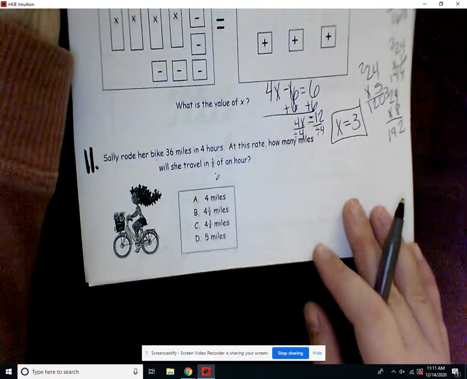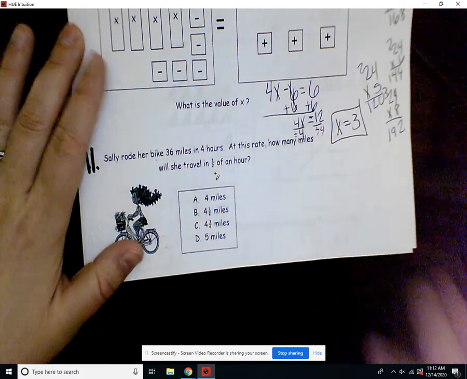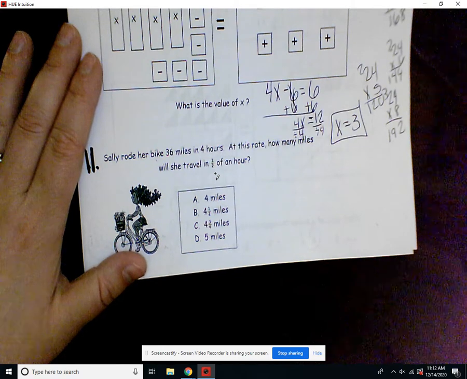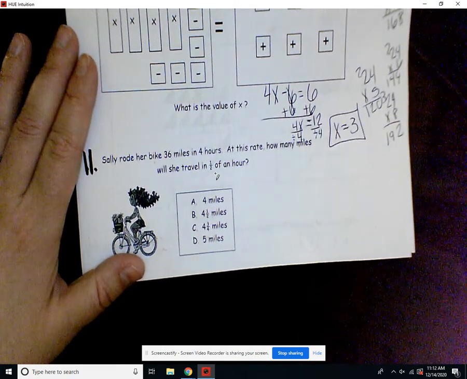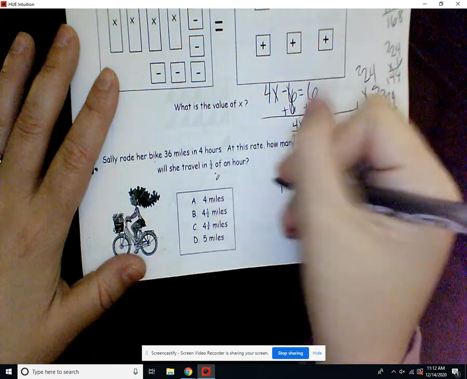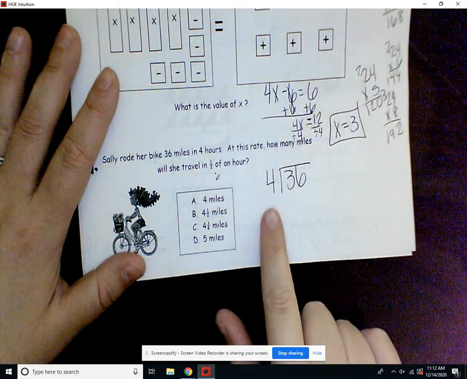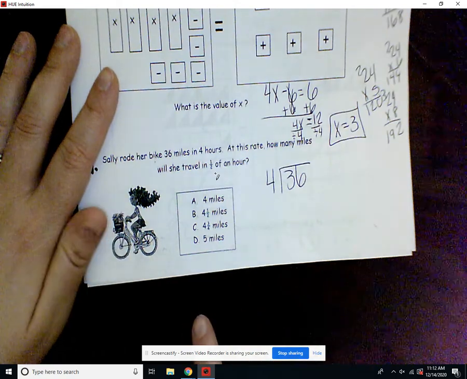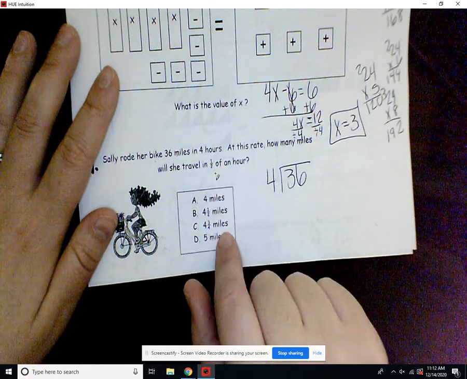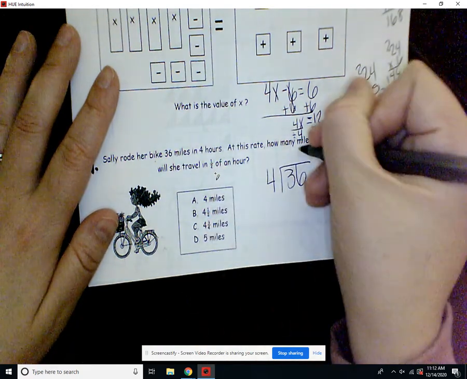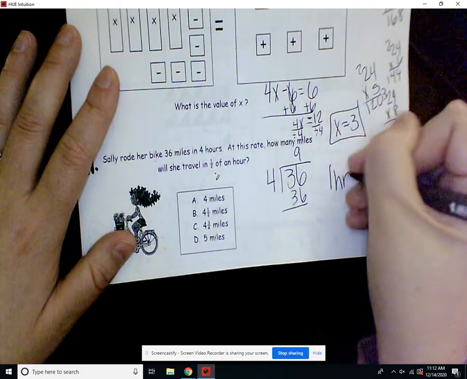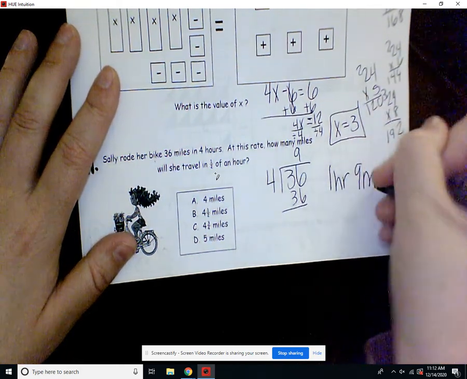All right, number 11. Sally rode her bike for 36 miles in 4 hours. At this rate, how many miles will she travel in half an hour? So first, let's find out how many she rode in 1 hour. So we'll put 36 on the inside, 4 on the outside. And the reason why we're not using distance, rate, and time is because it's not asking for speed. We're going to know miles. So 4 goes into 36 9 times evenly. So in 1 hour, she's going to go 9 miles.